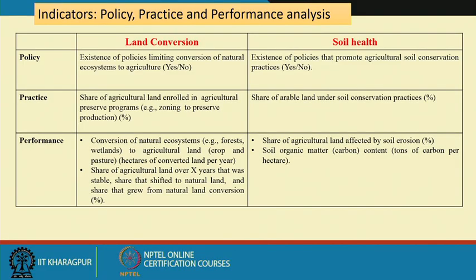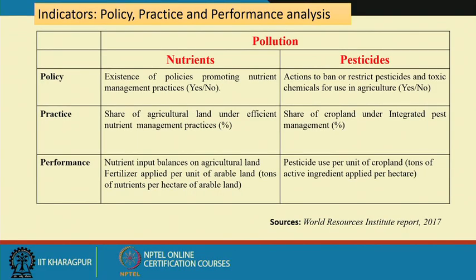And the other one is pollution. This indicator is the policy, practice and performance analysis for pollution. So, the policy for nutrients: existence of a policy promoting nutrient management practices, yes or no. Nutrient management means what type of nutrients you are using, that is, the type and source of fertilizers and the application method. We just discussed how N fertilizer management is done.